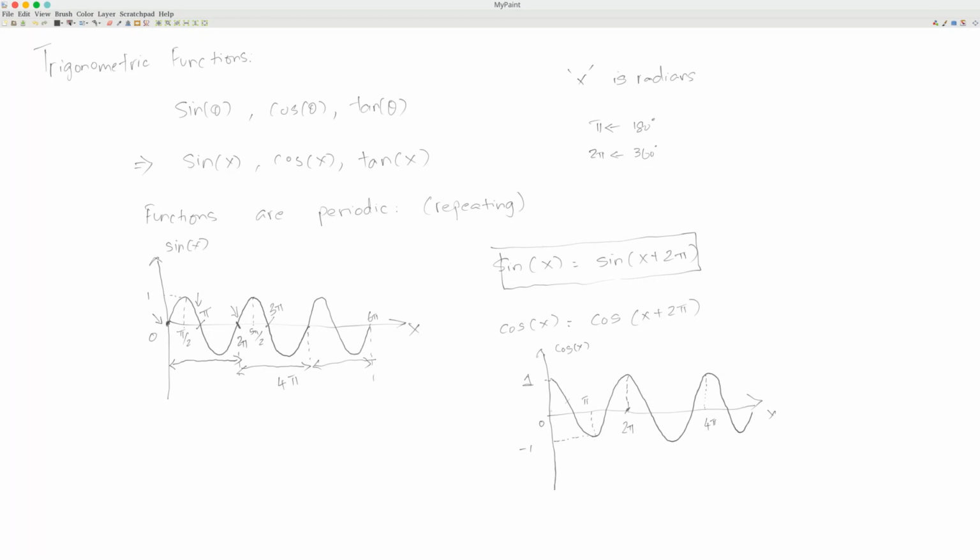So at 0 we had a value of 1, at 2 pi we will have a value of 1, at 4 pi we would have a value of 1, at pi we would have a value of -1, add 2 pi to it, at 3 pi we would have a value of -1, add 2 pi to it, at 5 pi we would have a value of -1.